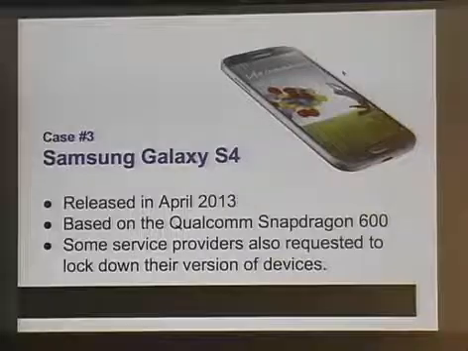And we're going to move on to the Galaxy S4. This one is a bit more recent, about April last year. This is also based on a Qualcomm chip. So we're moving back to Qualcomm from the Samsung Exynos.